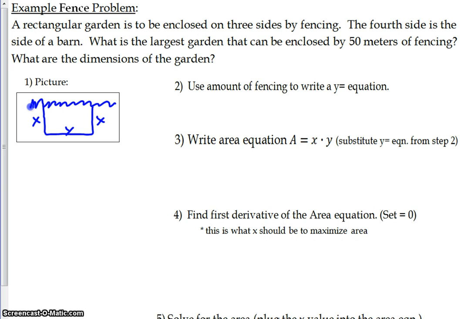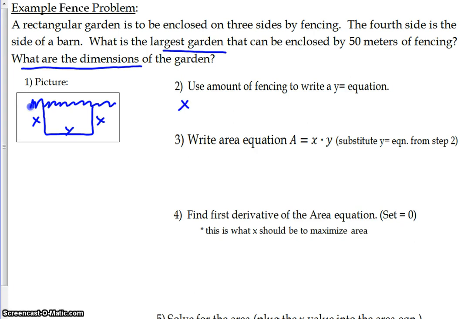Okay? And we want to know what's the largest area that can be enclosed, the largest garden that can be enclosed by 50 meters of fencing. And then we have a secondary question of what are the dimensions. It's going to be a what by what rectangular plot. Okay, so the first step is to use the amount of fencing, in this case 50 meters, to write a y equals equation eventually.